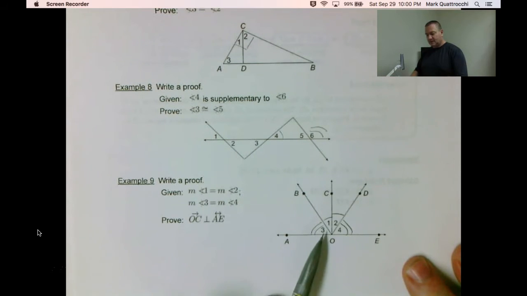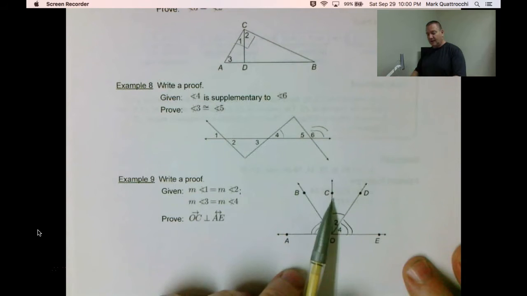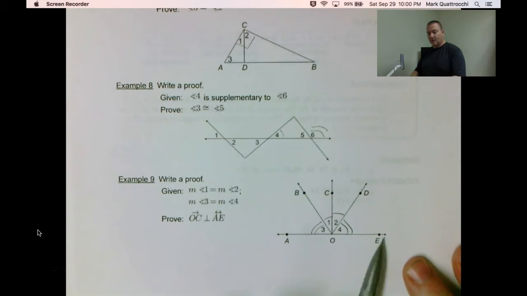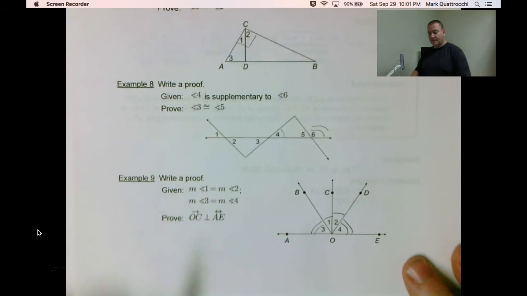Okay, well, let's take a look here at what we can do. Angle 1 plus angle 3 is angle AOC. Angle 2 plus angle 4 is angle COE. If I could somehow get angle AOC equal to angle COE, then they would have to both be right angles, and that would make these lines perpendicular. So that's how I'm going to attack this one.